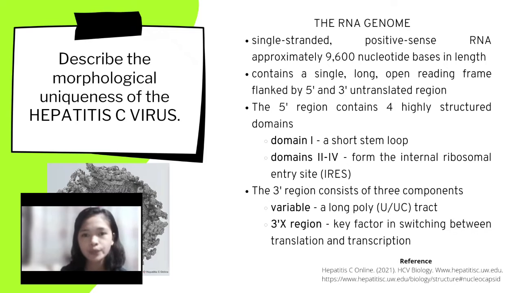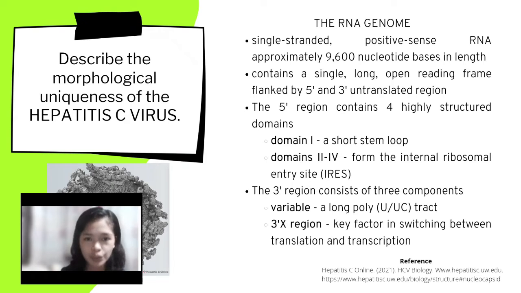For the RNA genome, the HCV genome consists of a single-stranded positive sense RNA that is approximately 9,600 nucleotide bases in length. The HCV genome contains a single, long, open reading frame flanked by 5' and 3' untranslated regions. It is used for both translation and transcription processes.